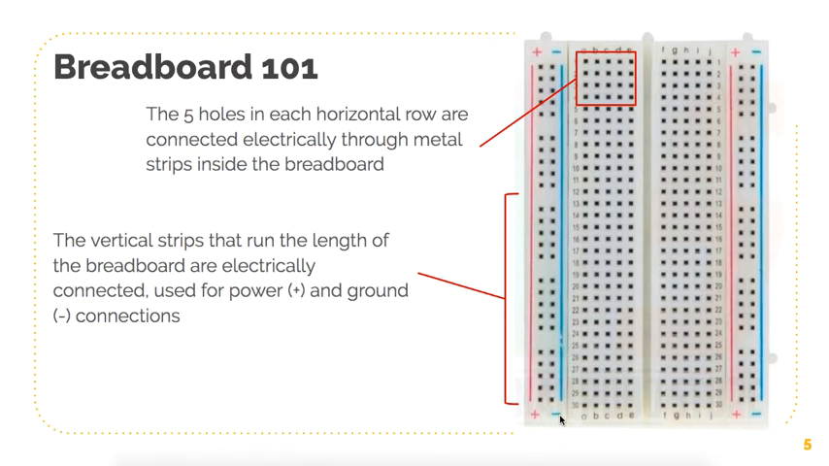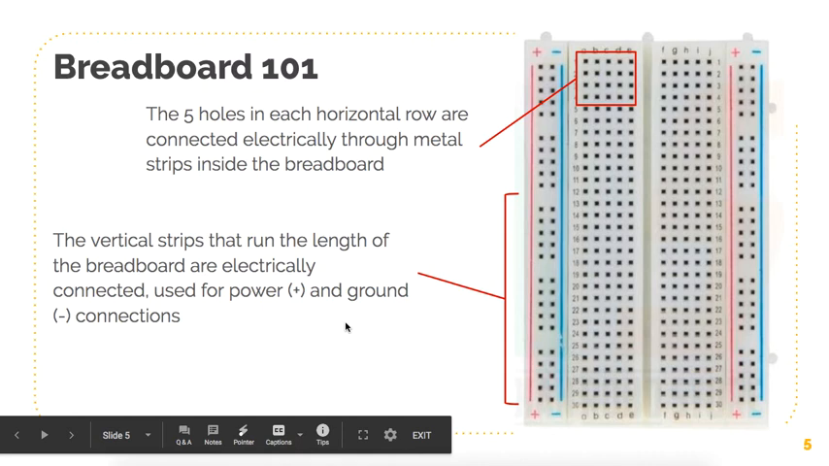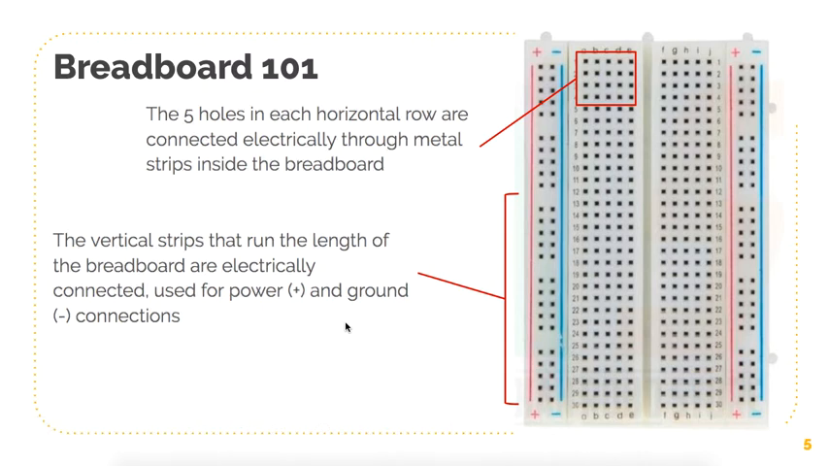And ground, or 0 volts, you would plug into one of the pins located on the blue column of the breadboard. So if you had a battery and you were creating a circuit on this breadboard, you would plug in the red wire of the battery to one of the positive pins and the black wire of the battery to one of the negative pins.